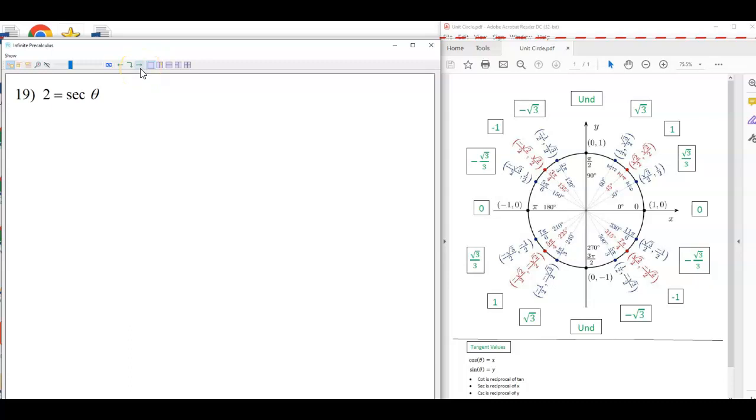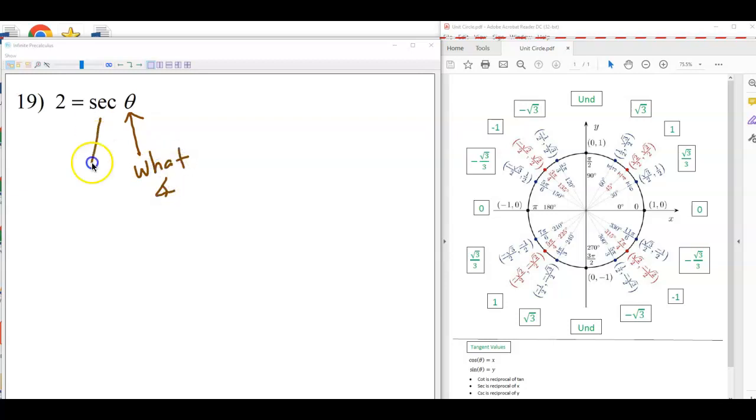All right, once again, we're going to look at the secant and the cosecants and the cotangents. Those are always a little bit weirder because you have to do the reciprocals. So what angle has a reciprocal x value of 2?